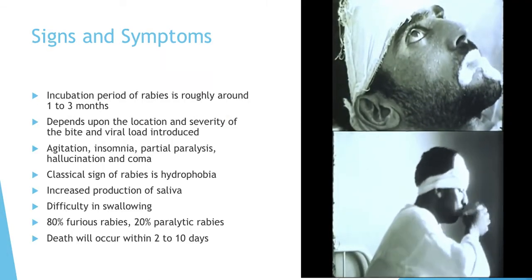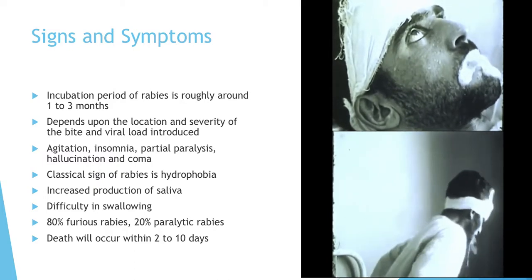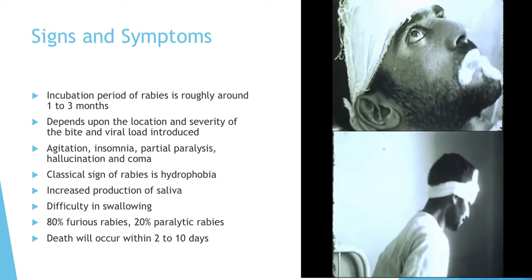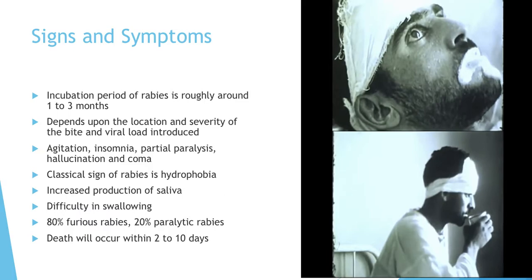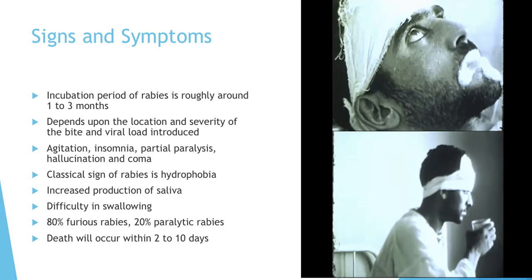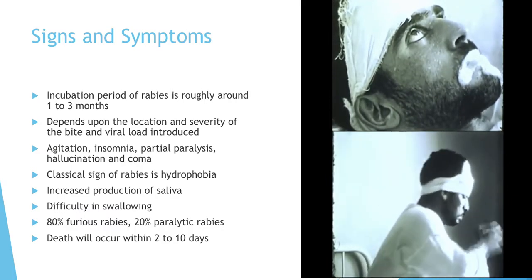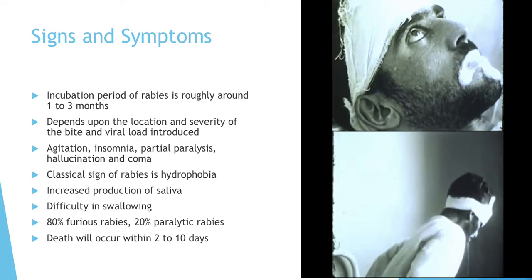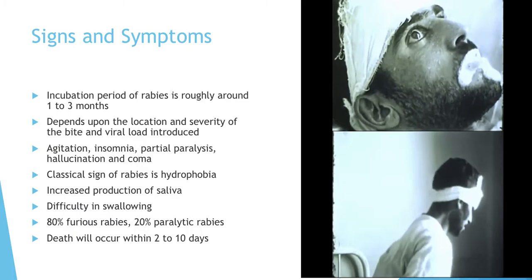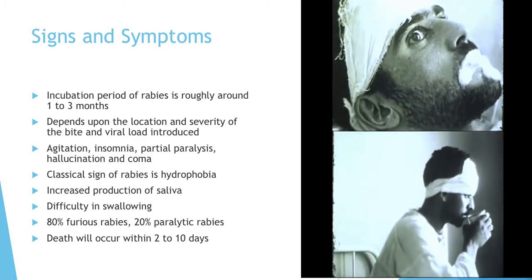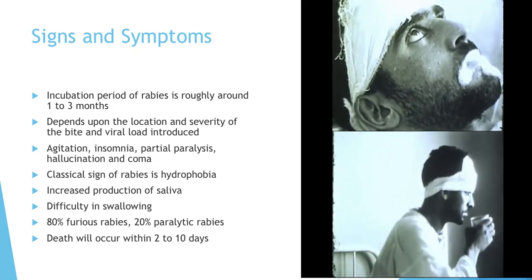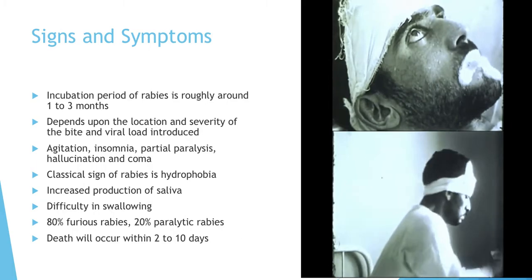Now the signs and symptoms. In humans, the incubation period of rabies is roughly 1 to 3 months, but there are documented cases of incubation periods as short as 4 days and as long as 6 years. The incubation period depends upon the location and severity of the bite and the viral load introduced. Initially, non-specific signs like fever and headache will appear. After the virus reaches the brain, the infected person will show signs of agitation, insomnia, partial paralysis, hallucination, and coma.